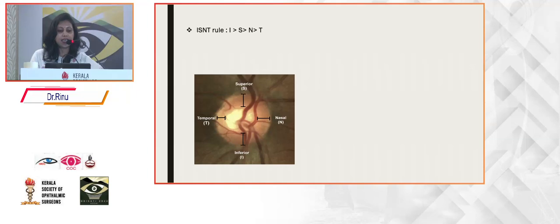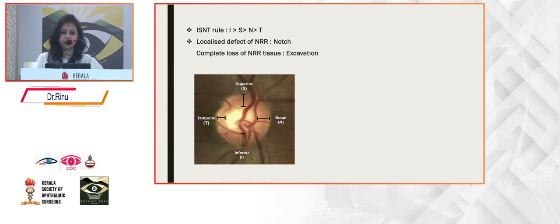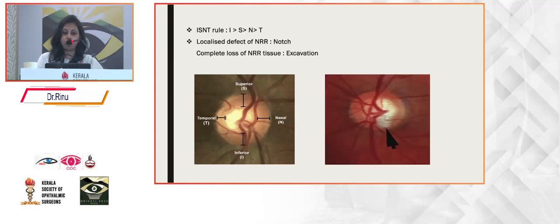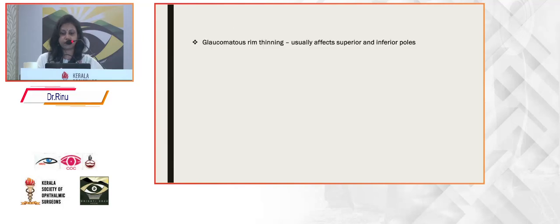So next is the ISNT rule, which means that the inferior rim is thicker than the superior, which is thicker than the nasal, which is thicker than the temporal. So the neuroretinal rim thinning can be diffuse or localized, and a localized defect is called a notch, and when there is a complete loss of NRR tissue, it's called excavation.